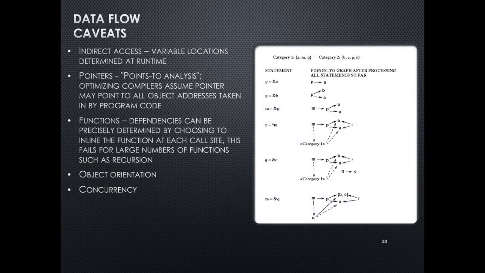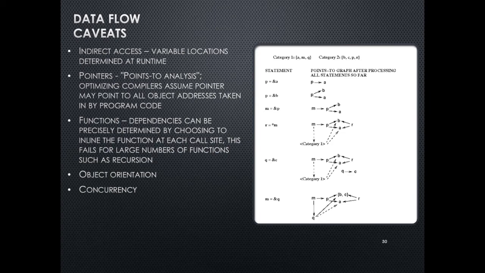Some of the other data flow issues that could come up in dealing with these tools include things like indirect access, where a variable's location isn't determined until runtime. It's very difficult to analyze a program statically if you don't know where a variable is even going to be stored until the program runs.